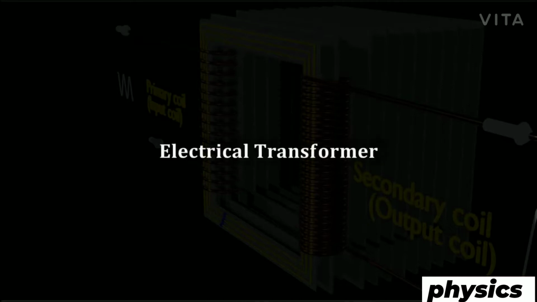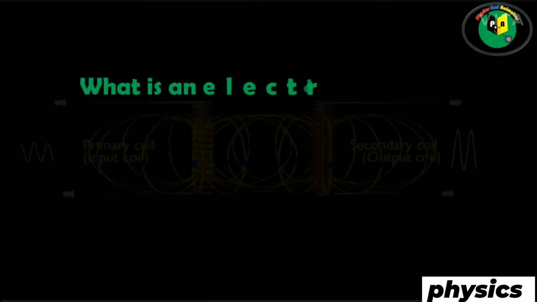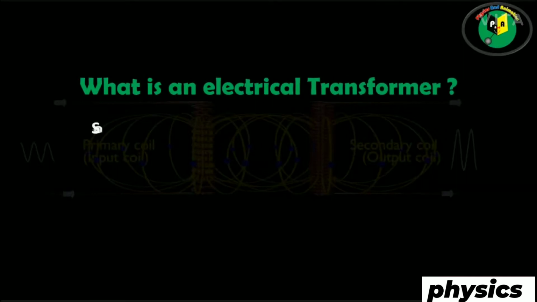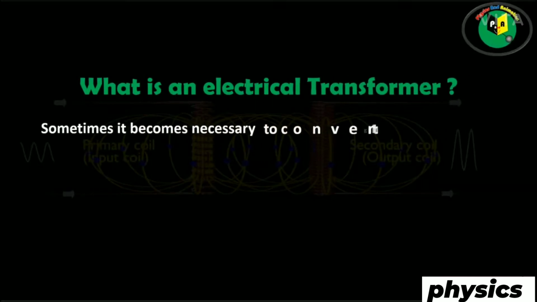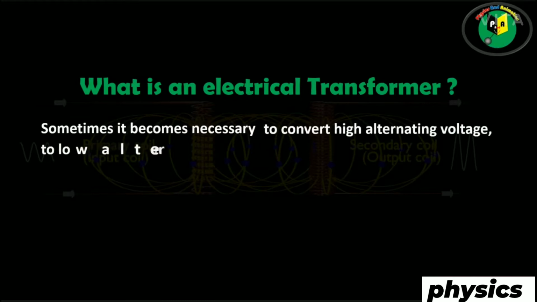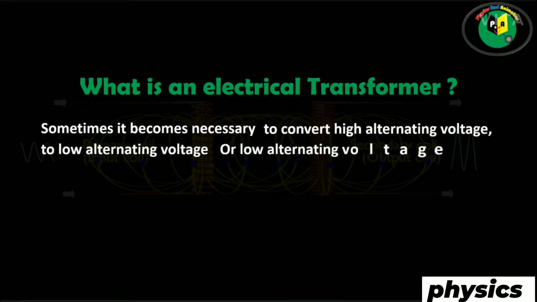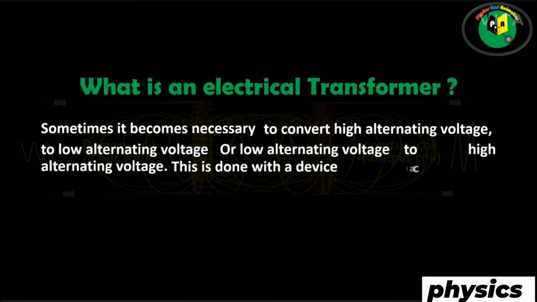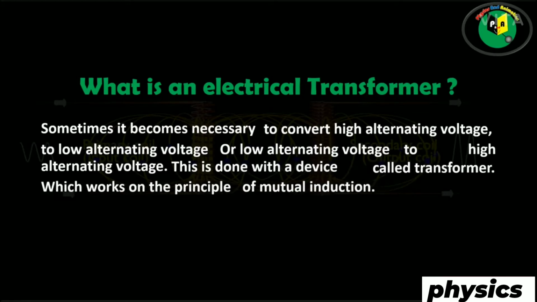Here in this video, we are going to talk about the basic principle and construction of an electrical transformer. What is an electrical transformer? Sometimes it becomes necessary to convert high alternating voltage to low alternating voltage or low alternating voltage to high alternating voltage. This is done with a device called a transformer, which works on the principle of mutual induction.